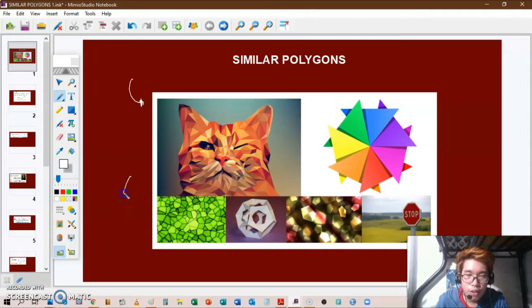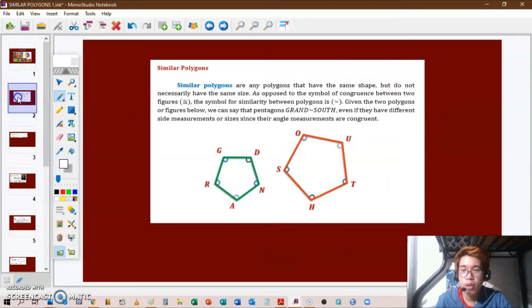And also we have here abstract patterns. This looks like a stained glass, and this one is an abstract shape. And this one looks like an illuminated polygon, also from a stained glass. And of course we can draw simple polygons such as a stoplight, which is shaped like an octagon. Those are some real-life examples of similar polygons.